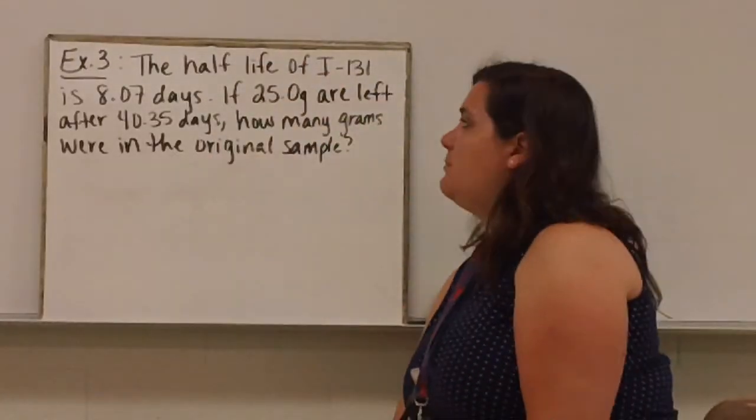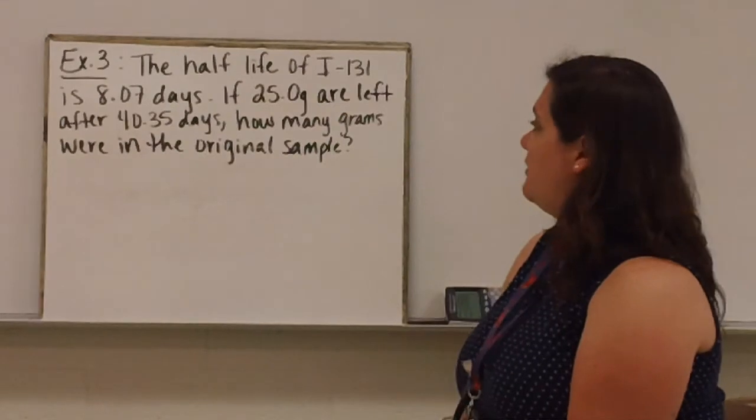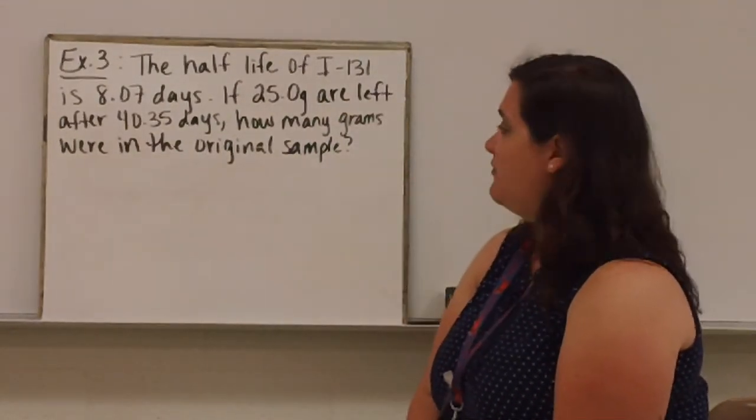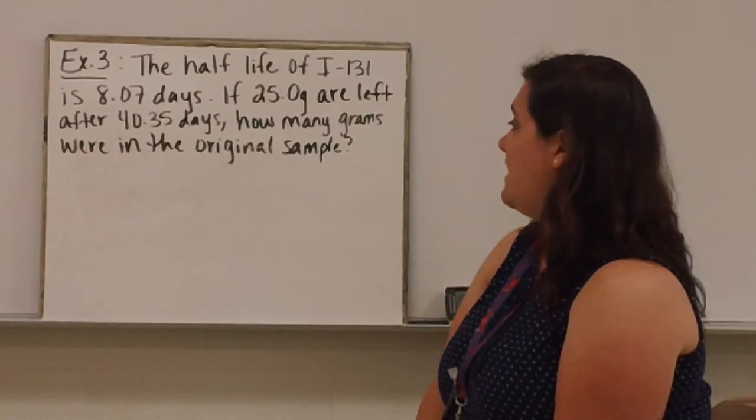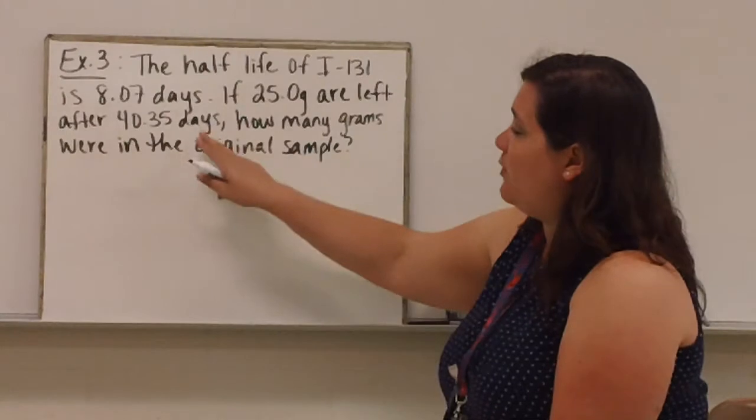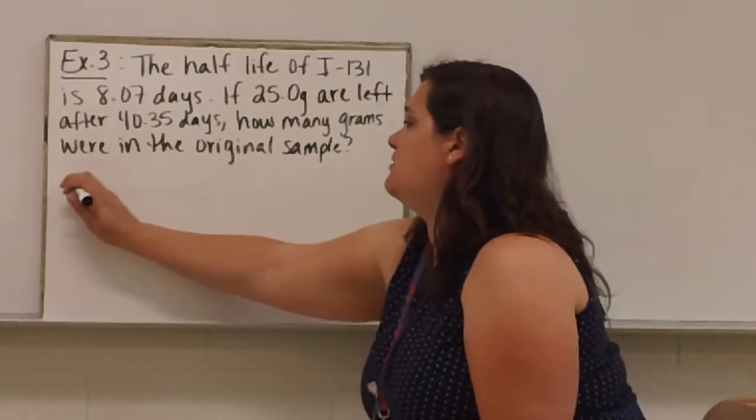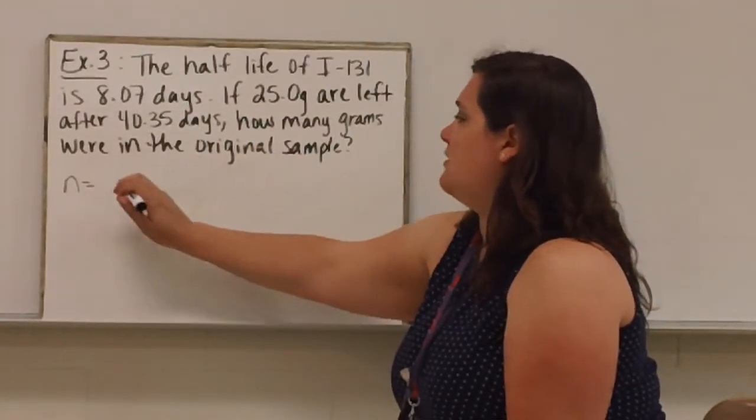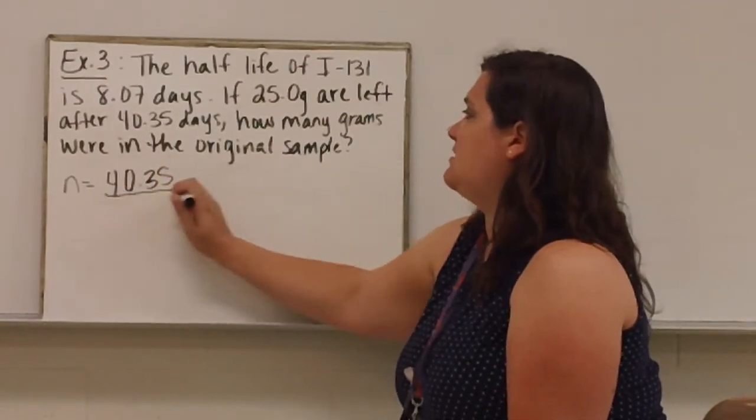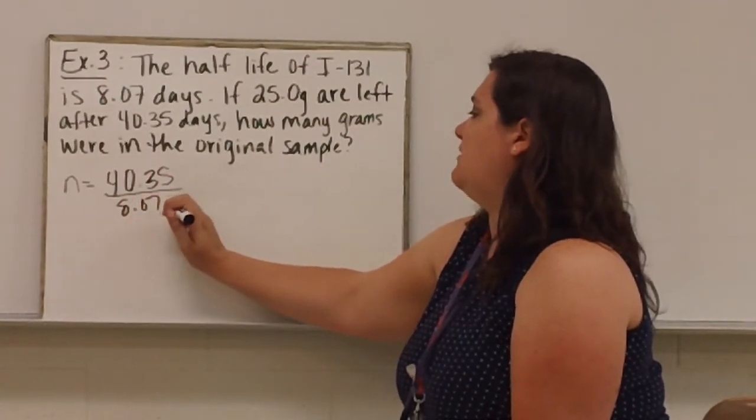Alright, example problem 3. The half-life of iodine-131 is 8.07 days. If 25 grams are left after 40.35 days, how many grams were in the original sample? So in this case, we have both of our time values, so we'll be able to find what n is. So n is equal to the total time of 40.35 days over 8.07 days.